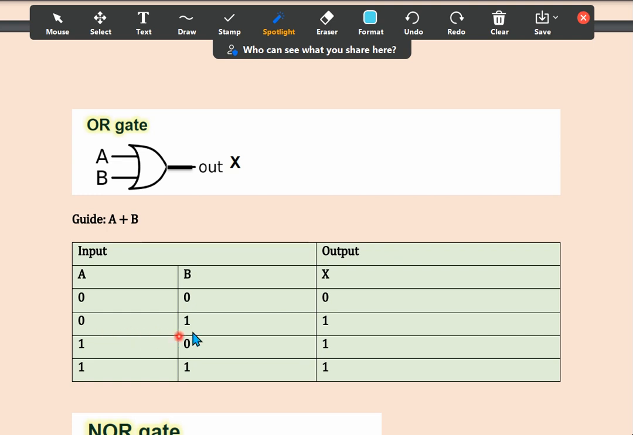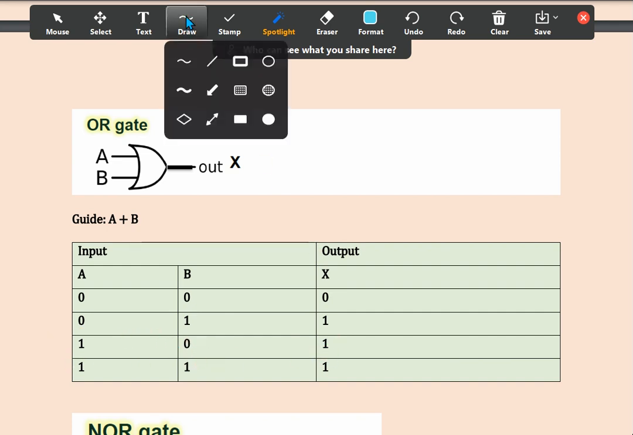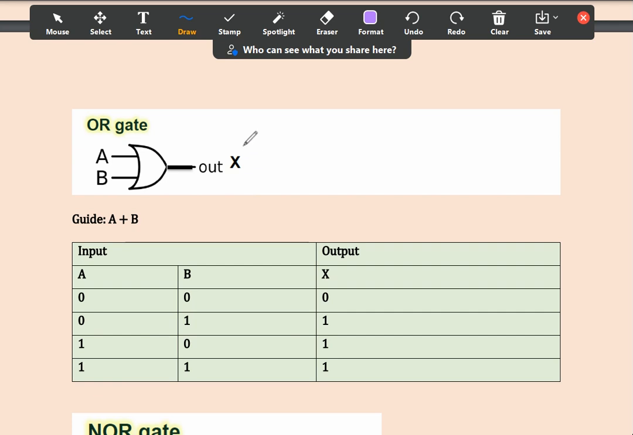In this case, if we add them together, that's 1. Same here, that's also 1. And lastly, the sum of 1 plus 1 is equal to 1 in the binary world. So we just have to take note that in this world of binary, 1 and 1 when added is equal to 1. That is how the OR gate works.